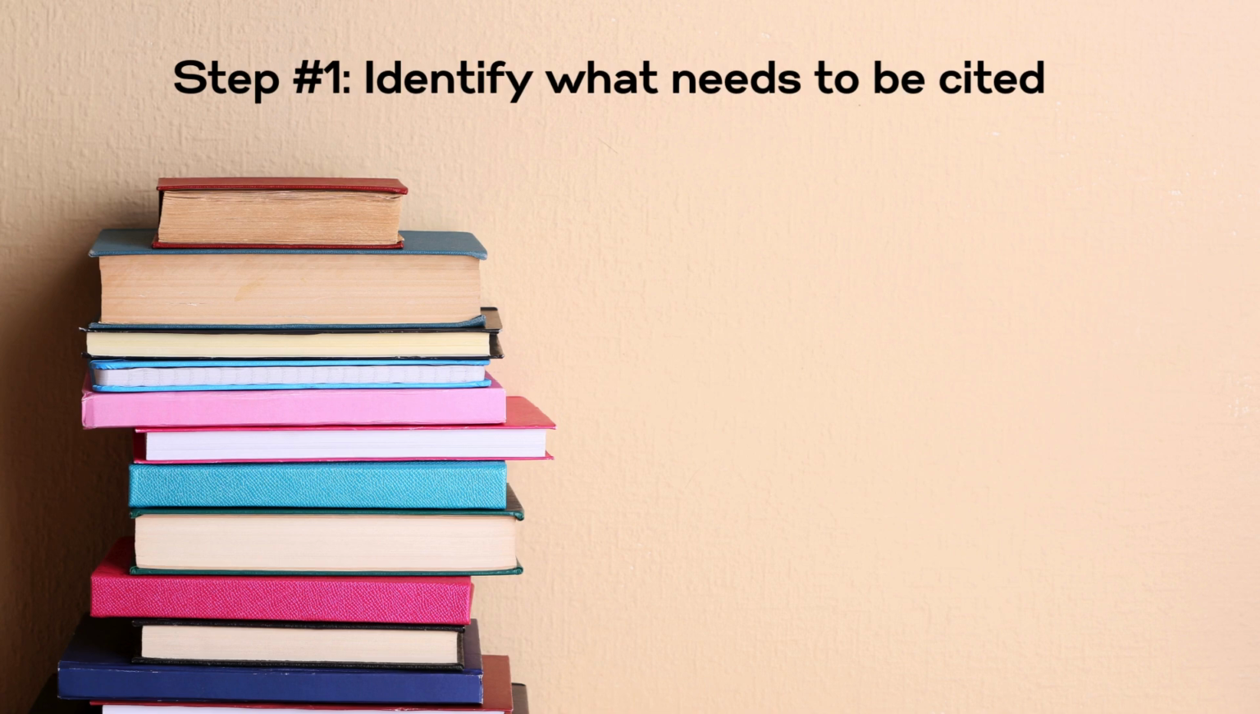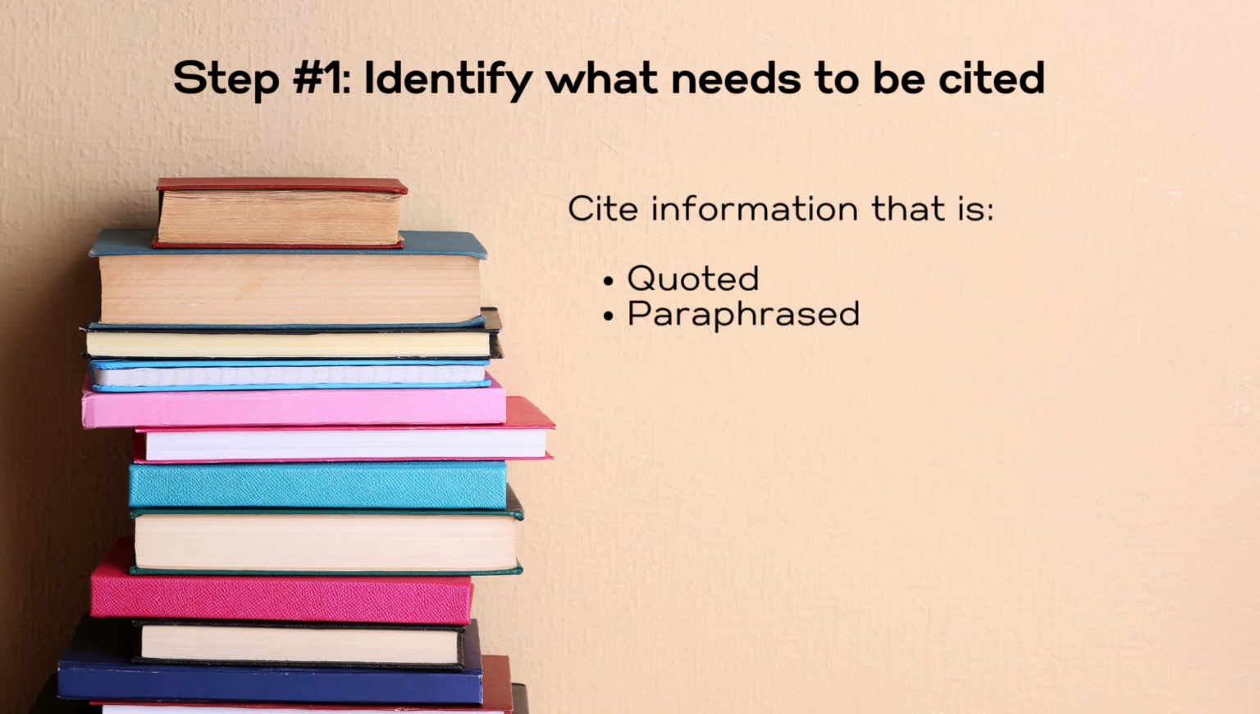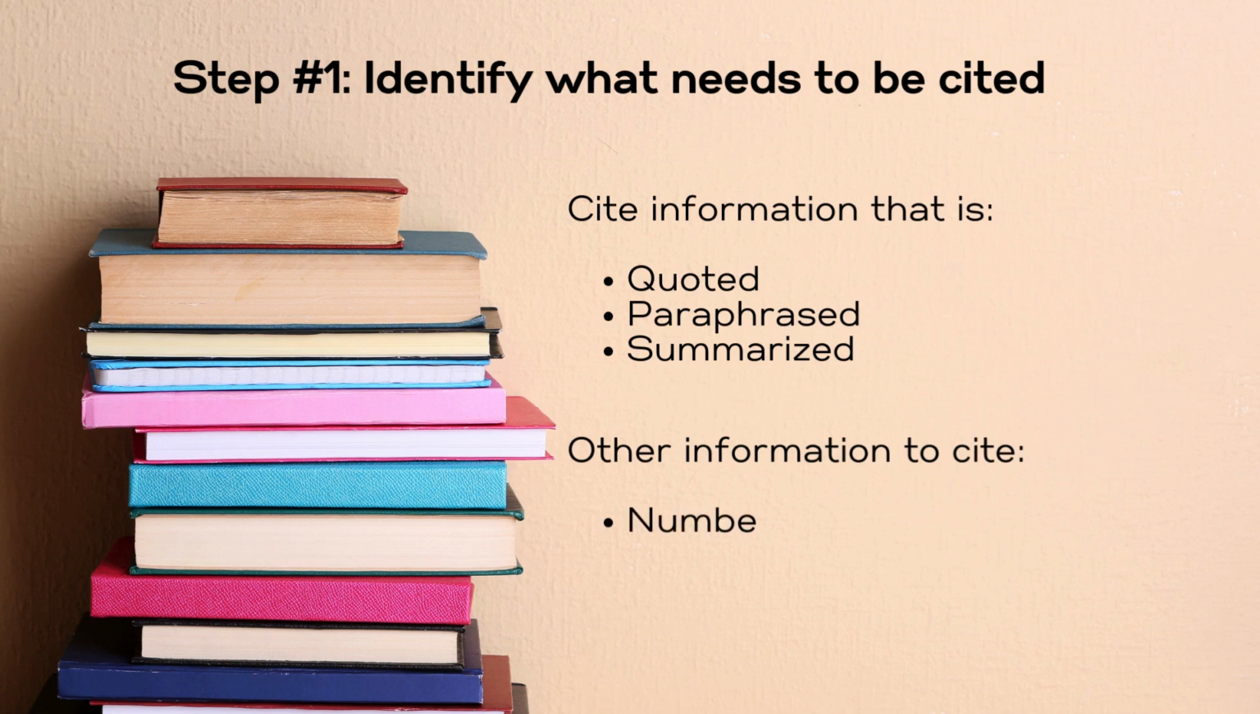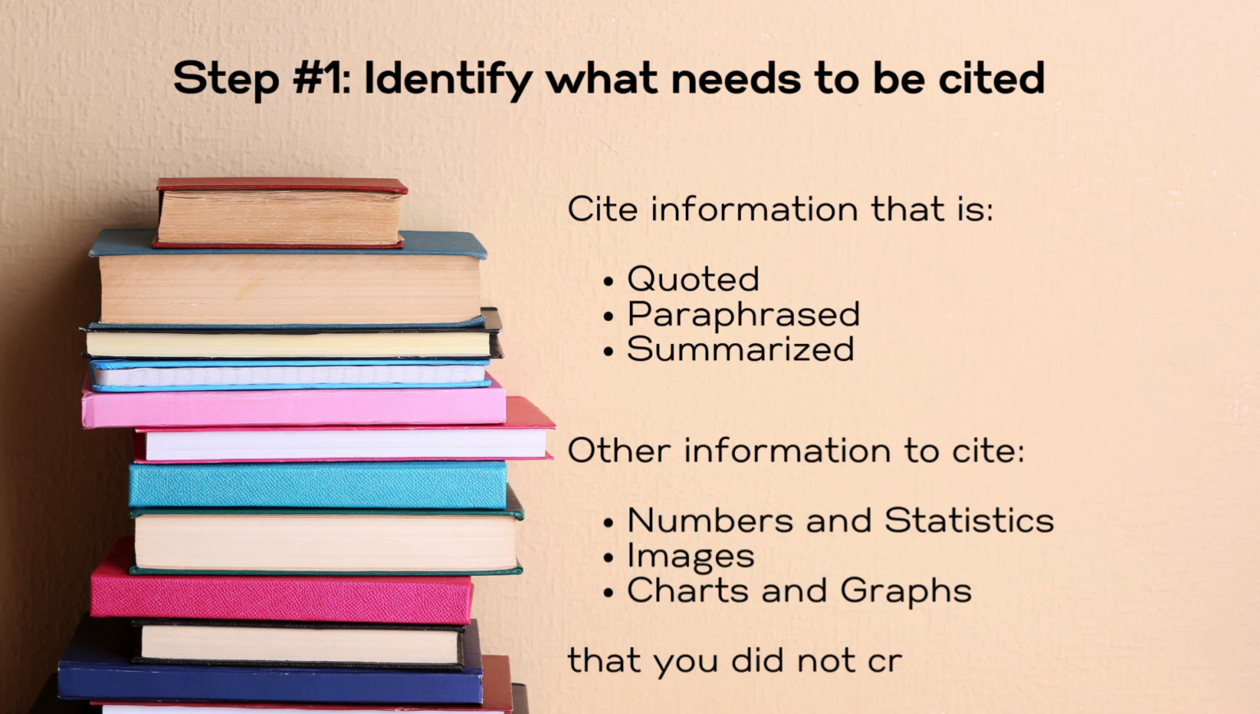Step number 1. Determine what needs to be cited. Whenever you use information that you recorded in your research notes, it needs to be cited in your paper. This includes information that is quoted, paraphrased, or summarized. Other information that needs to be cited includes statistics, images, charts, or graphs that you did not create yourself. You do not need to cite your own thoughts, ideas, or conclusions.